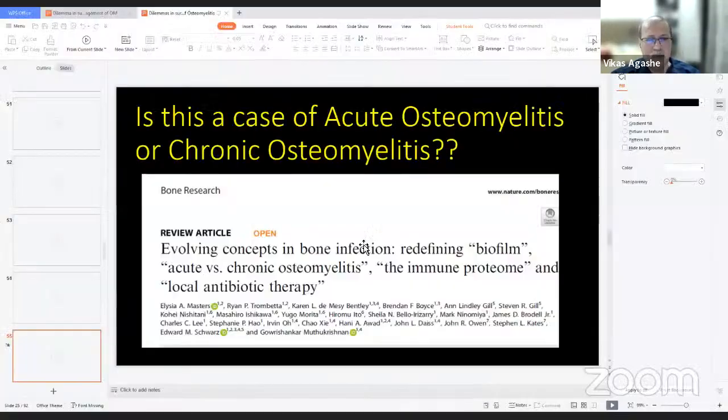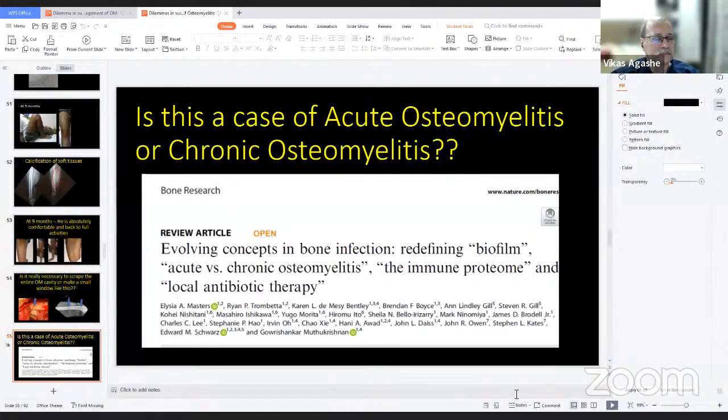Any questions now? Any questions? There's just one comment. You talked about scraping. What about the use of high-speed burrs?